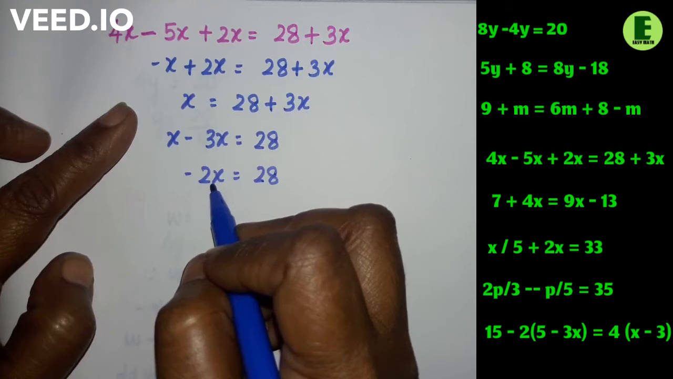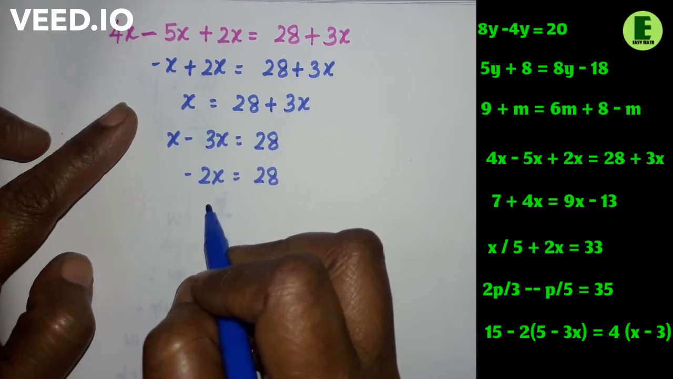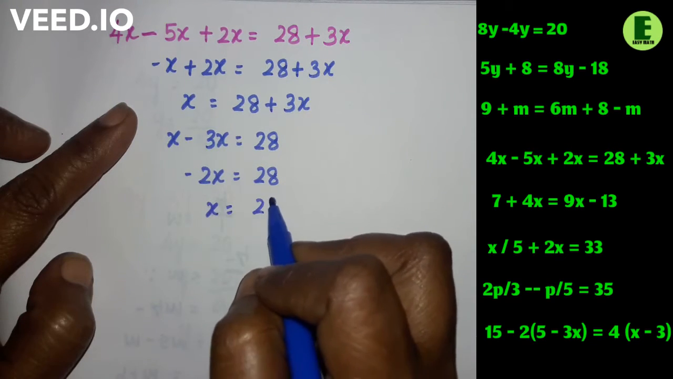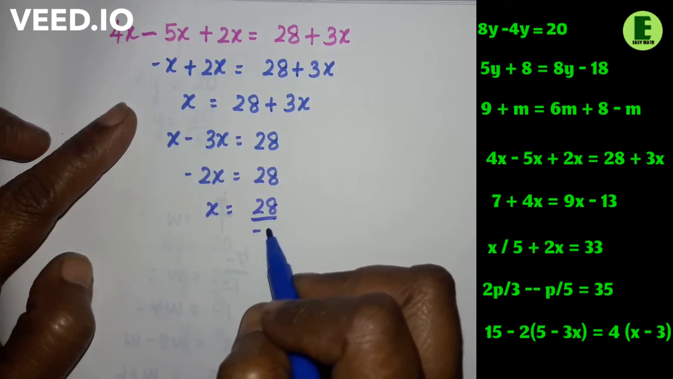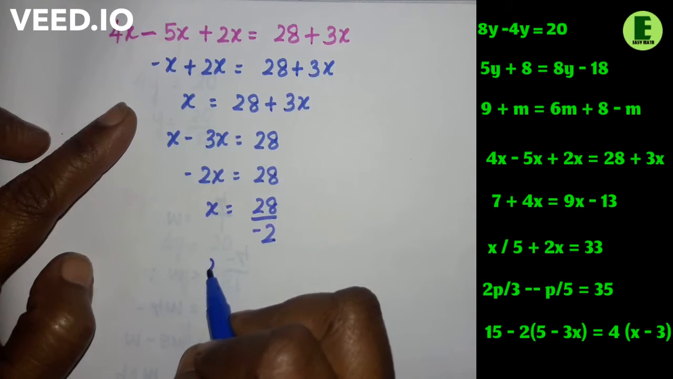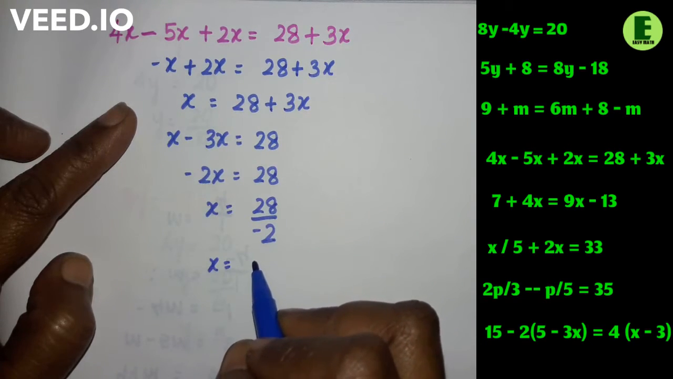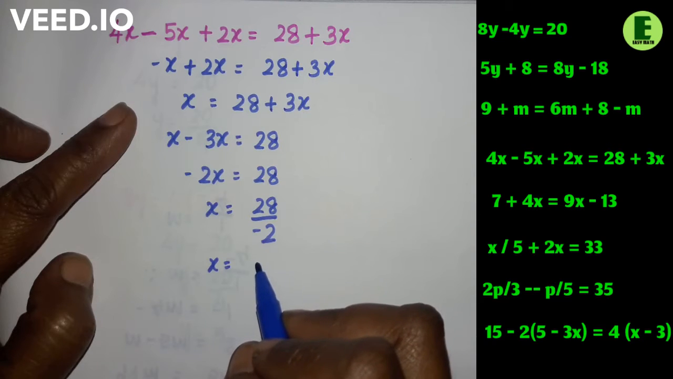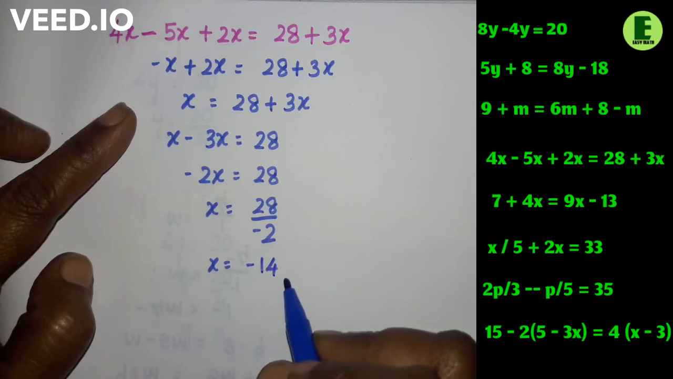Now this minus 2 is under multiplication. So on transposing, that comes under division. So 28 divided by minus 2, x is equal to 28 divided by minus 2, which is minus 14.